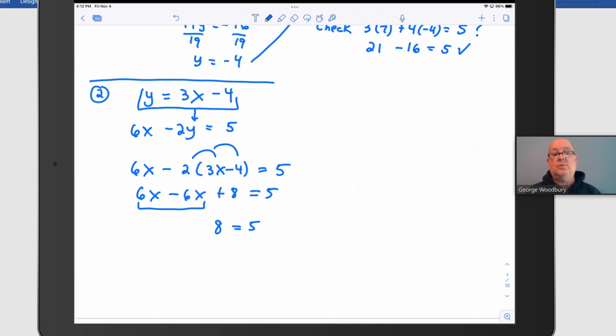Is this equation true or false? Does 8 equal 5? No, that's a false statement. That means that there are no solutions, because no matter what we put in for x and y, we can never make 8 equal to 5. And we say that this system is inconsistent.